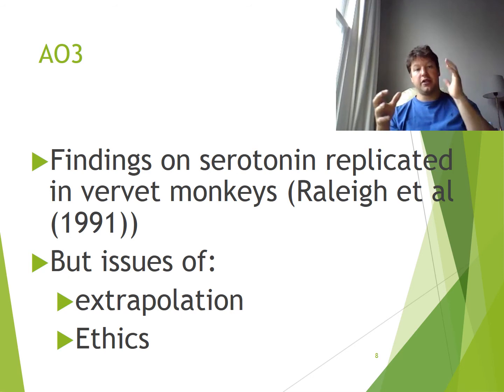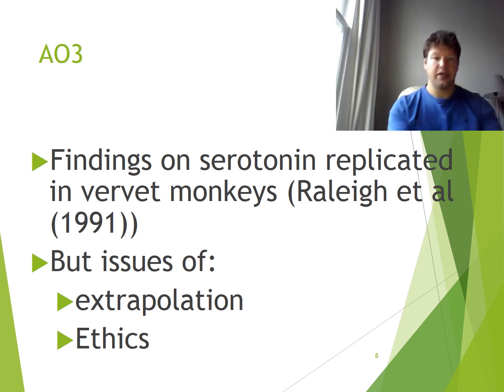If you want a secondary part of an AO3, another AO3, you can talk about the ethics of it as well. So that could be 3 paragraphs, maybe 2, maybe the findings and extrapolation linked together, then ethics if you want it. So that's 2 or 3 AO3 paragraphs for you there.